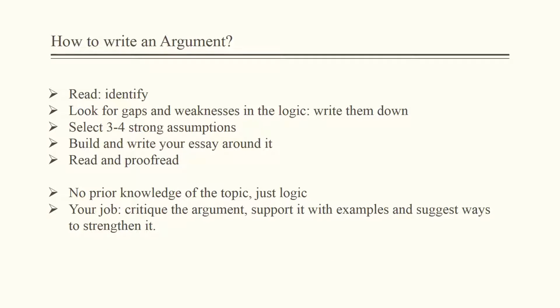Now, the steps to write an argument essay are: first, you read the topic and identify the conclusion and the premises. Second, you look for gaps and weaknesses in the logic and write them down. Since they're asking you to critique or weaken the argument, you have to concentrate on this point really hard. You brainstorm as many assumptions as you can think of and note them down on the scratch paper or on the computer screen. Then you select 3 to 4 of the strongest assumptions, and then you build and write your essay around it. Then you finally read and proofread.